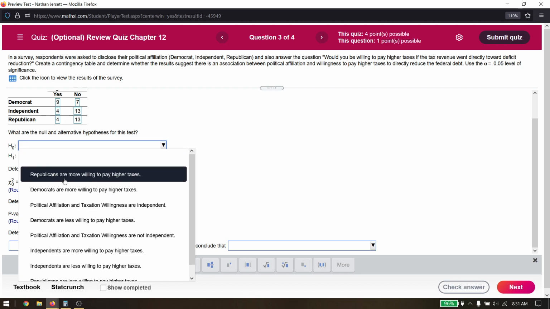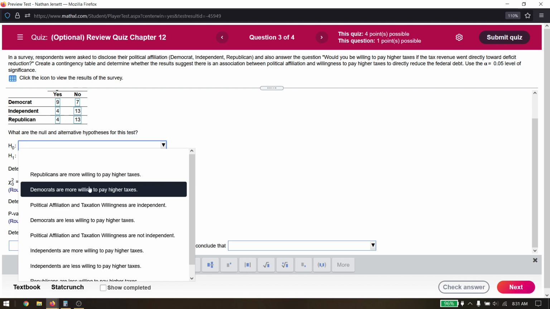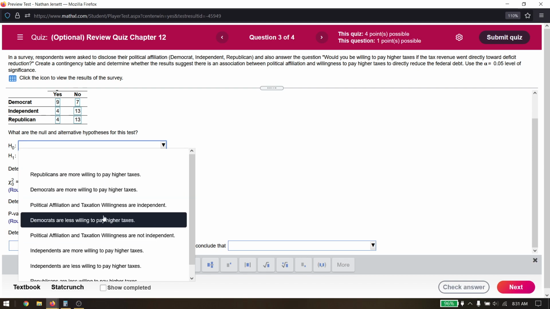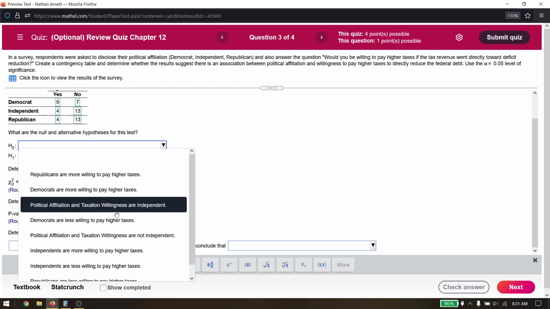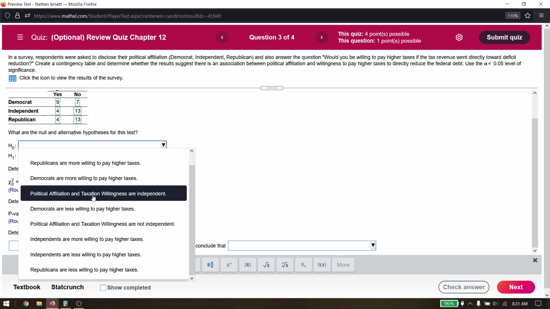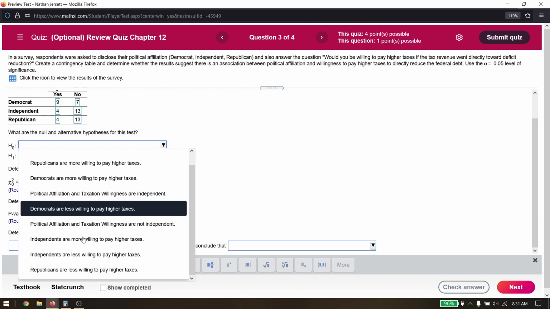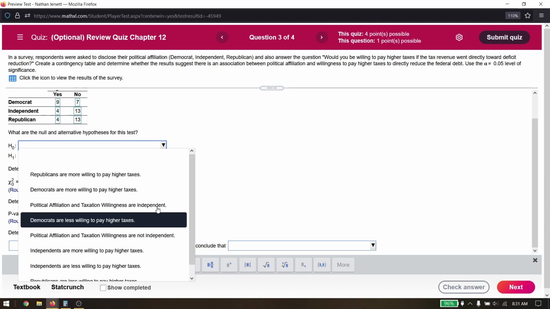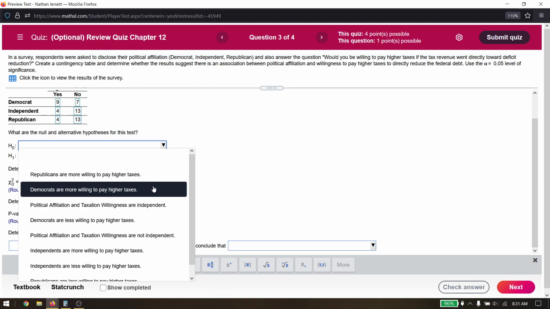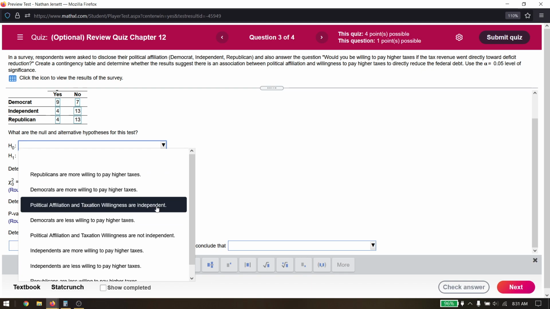We're not focused on individual parties, so those can't be the null or the alternative. We're looking at the entirety of it, the entire table. So that's the reason why those can't be allowed. So it's going to be this and this, because all the rest of them are specific. The question is, which one is it?